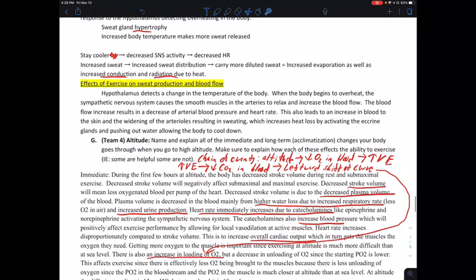So if the body stays cooler, this will lead to lower SNS activity, and that'll decrease heart rate. All of these adaptations to sweating also allow us to stay cooler, which causes an increased evaporation or an increased conduction and increased radiation, which helps us get rid of heat better. All right, and that's pretty much it for that one.